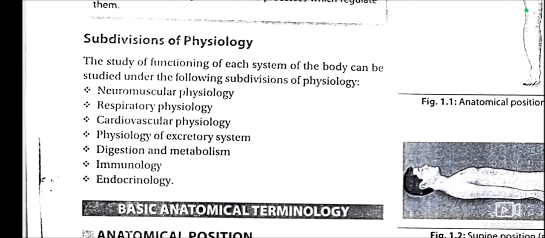Okay. The next is digestion and metabolism. This also comes under the physiology of digestion and physiology of metabolism. How the food will be digested and how the digested food will be metabolized, this will be discussed. Okay. Immunology. Immunology means you can say it is about immunity. Okay. And next endocrinology. In endocrinology we will discuss glands. Okay, what are glands? I will tell you later in upcoming videos.